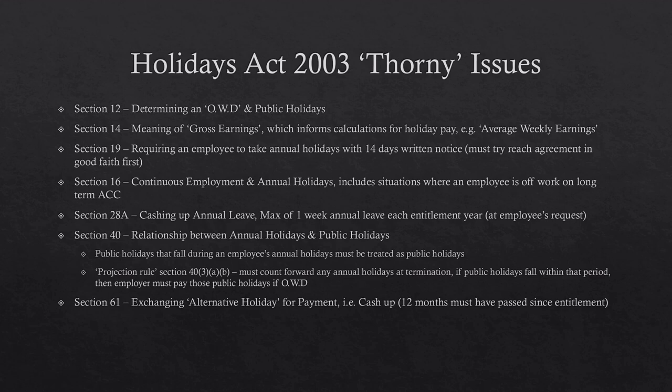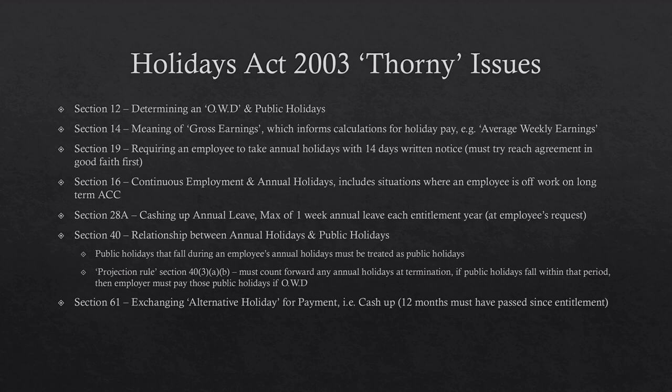Gross earnings for the purposes of holiday pay calculations, for example, average weekly earnings: what's included in that calculation or that definition and what's excluded. The law has some factors and considerations there that need to be carefully assessed and inputted when it comes to calculating the holiday pay that needs to be paid. Requiring an employee to take annual holidays with 14 days written notice. There is a requirement in the legislation that you need to reach agreement first in good faith. So you actually have to have a conversation and do your best to agree on options for an employee taking annual leave. But if they have a lot of annual leave and you do that, there is an option for you to require them to take the leave by giving notice. Sometimes that can be a bit of a contentious area.